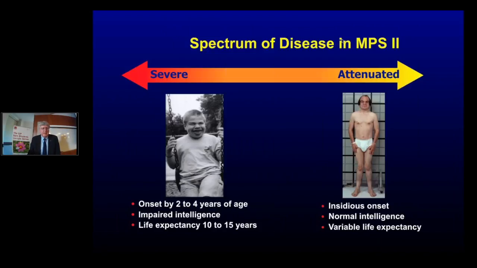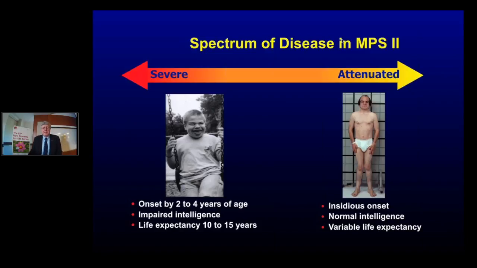Here's a patient, Craig, who is profoundly impaired in this picture. Onset of disease was in the first year or 2 or 3 years of life. He became cognitively impaired. He died in his late teenage years. And here's a young man at about 40 in this picture, intellectually intact. Now at age 65 plus, he has some evidence of airway and cardiac involvement, but still has normal cognitive function. And we clearly have patients in between this too, but in general, in Hunter syndrome, there's more of a dichotomy between severe and attenuated compared to MPS I.